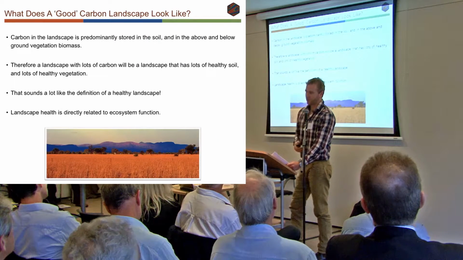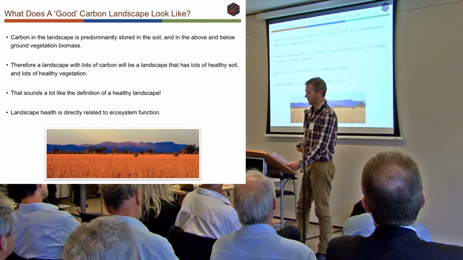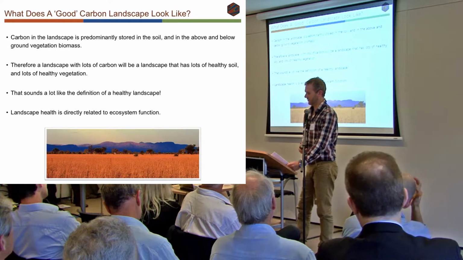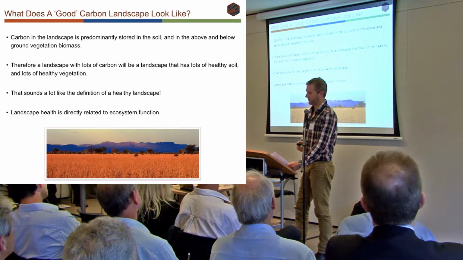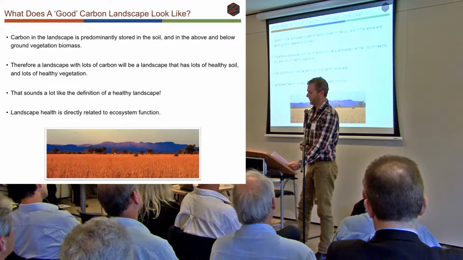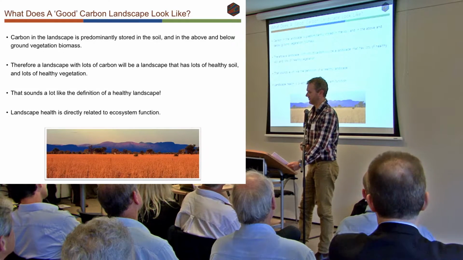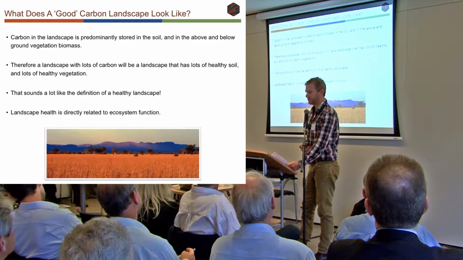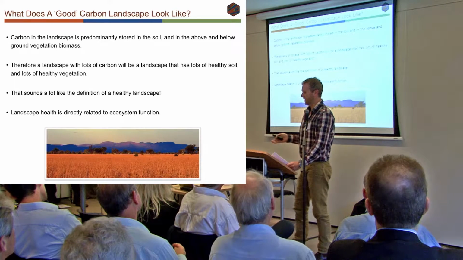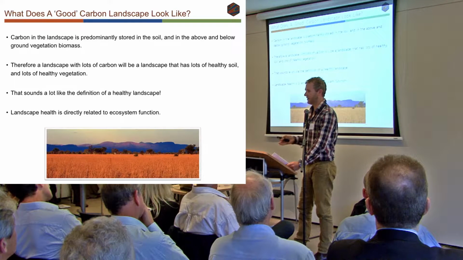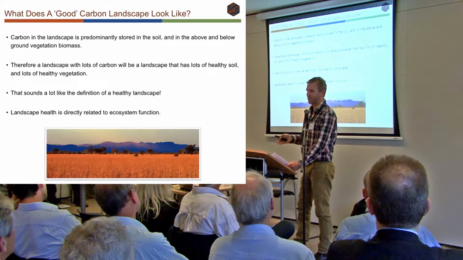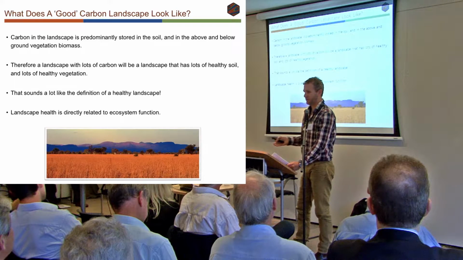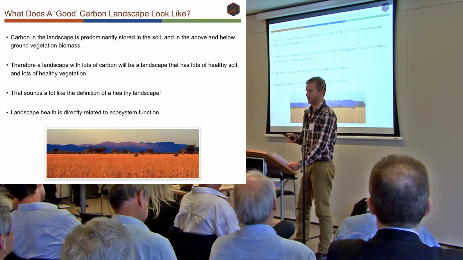So the next thing is then, well, what does a good carbon landscape look like? Well, we know from previous speakers that carbon in the landscape is predominantly stored in the soil and in the above and below ground vegetation biomass. Therefore, we would expect that a landscape with lots of carbon is a landscape that has lots of healthy soil and lots of healthy vegetation. It sounds an awful lot like the definition of a healthy landscape, and that kind of is. When we're managing for carbon, we're essentially just trying to improve the health of our landscape, which is the same as what we're trying to do when we're managing for pastoral management or when we're managing for conservation management.